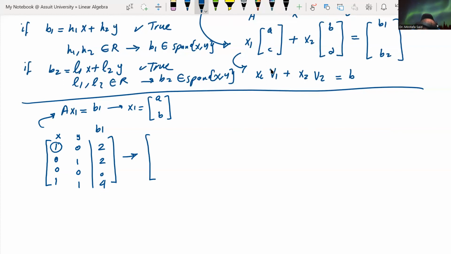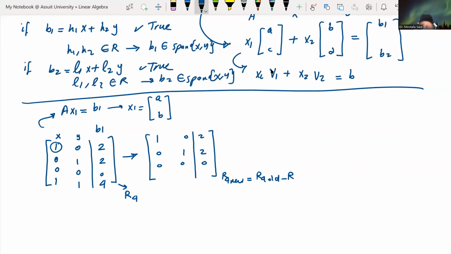The first row will stay the same. The second row will stay the same. The third row will stay the same. Now the fourth row is very easy. This is R4, row 4. So new row 4 will equal old row 4 minus row 1. This is old row 4: 1, 1, 4. So 1 minus 1 is 0, 1 minus 0 is 1, 4 minus 2 is 2. We are finished with the first one on the main diagonal.